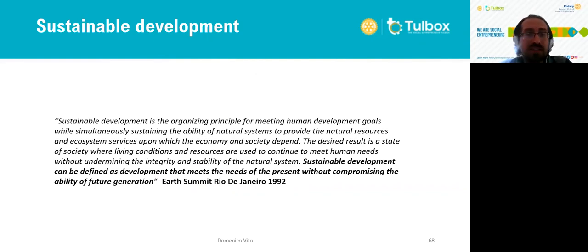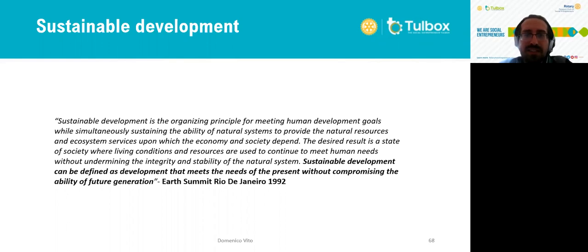We already saw this definition, the definition of sustainable development that was made at the Earth Summit of Rio de Janeiro in 1992. We faced this event and we talked about it during the first part of our lesson. But basically, what are the principles, what is the core of sustainable development?